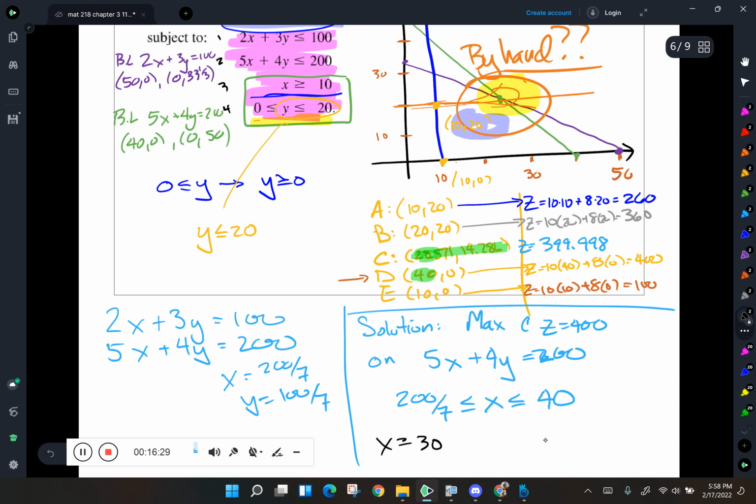you could plug it into this equation and find y. If x is 30, that means you've got 5 times 30 plus 4y equals 200. That's 150, so 4y is equal to 50. y is equal to 12.5. The point (30, 12.5), if you put it into z, you would get 400 as well.